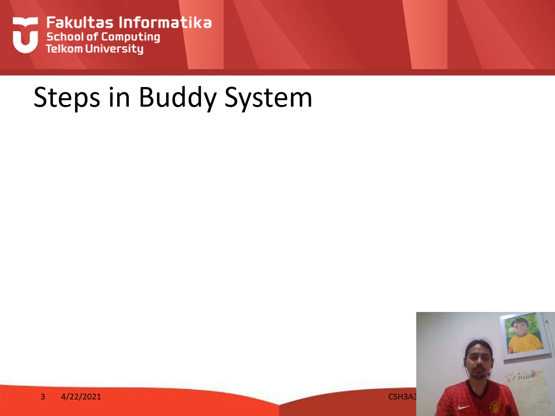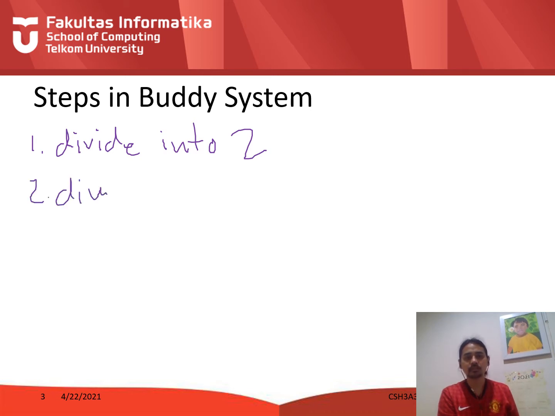There are some steps in creating a partitioning based on the buddy system. First, we divide the memory into two, and then you see the size of your process. If it's not approximate enough, you divide it again. And you do this again and again until you get the approximate size, and then you insert the process.